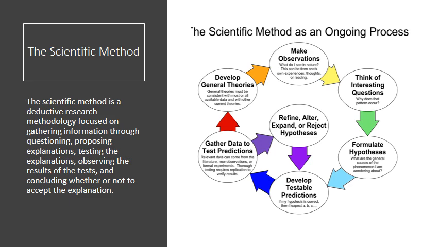And if the test proves that your hypothesis is correct, or it supports your hypothesis, then you move on to develop the general theory off of that. But if it's not correct, if it shows that you're wrong, you sort of go back, you refine, you alter your hypothesis. It's a self-corrective cycle.